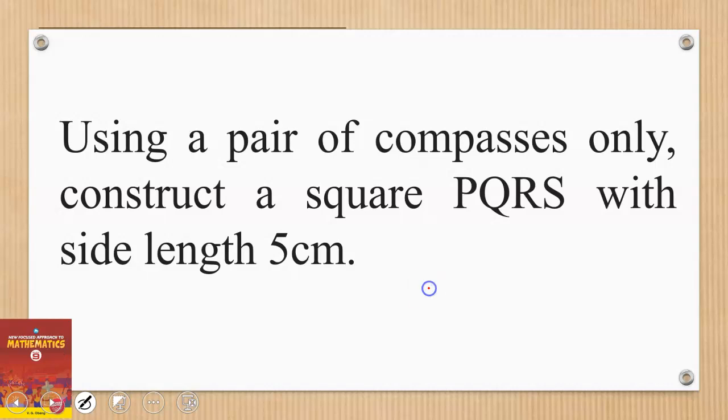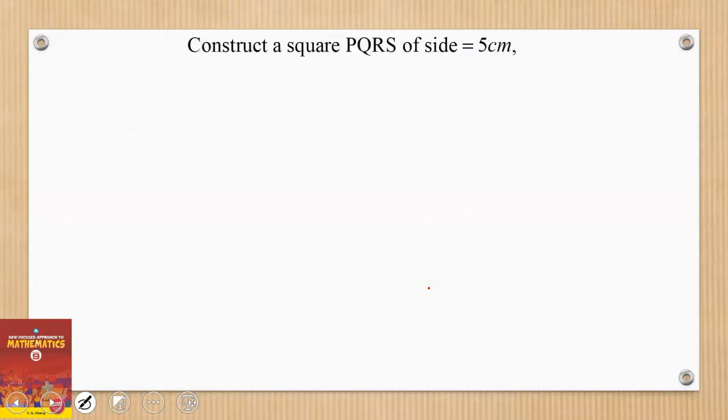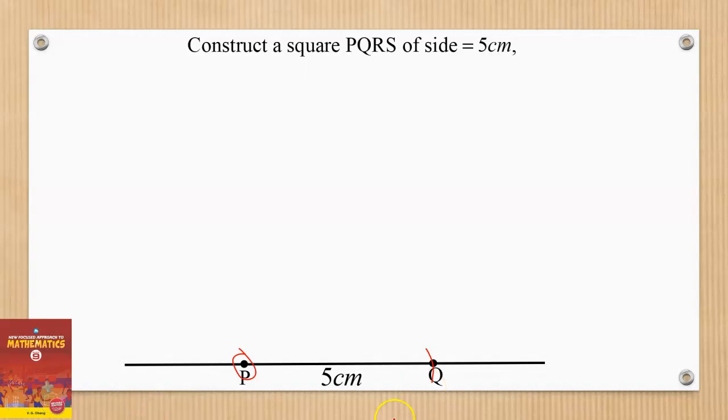So how do we do this? First of all, let's construct one of the sides, 5 centimeters. So we have a straight line drawn, then we have a point P, and then we measure 5 centimeters. Normally, you put a compass pin at P and then open it up to 5 centimeters using your ruler to measure. Then you draw an arc so that you mark your Q over there as well. I believe that is clear.